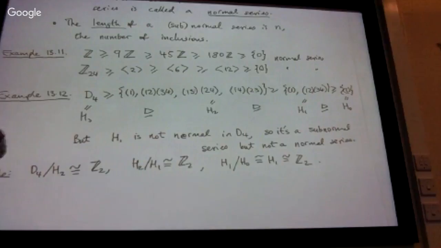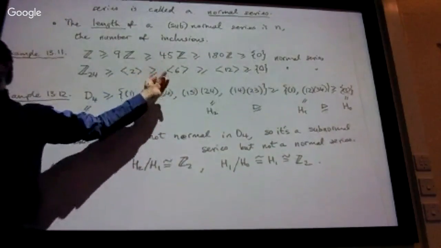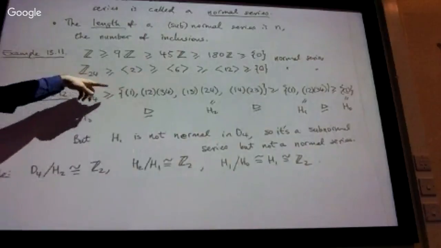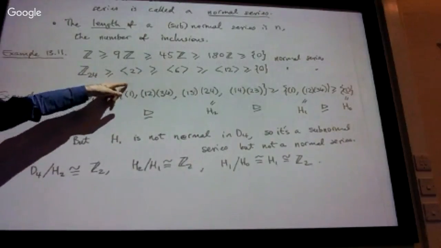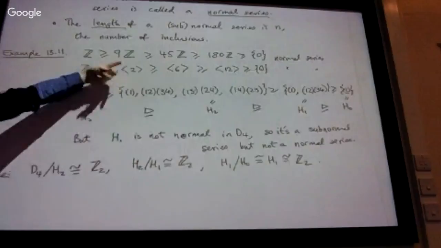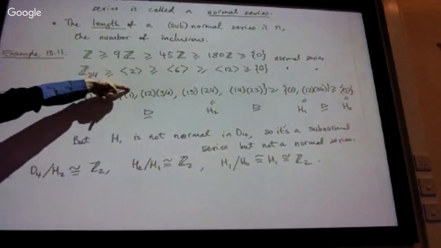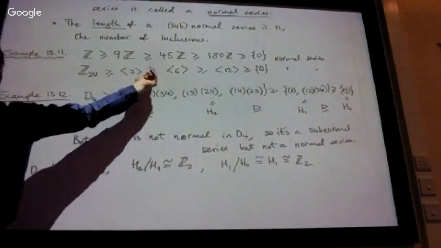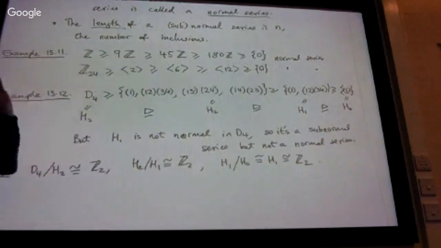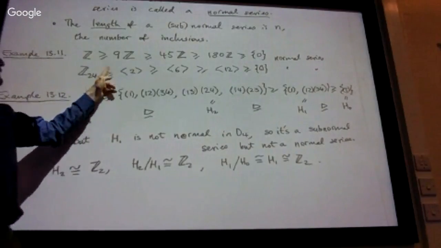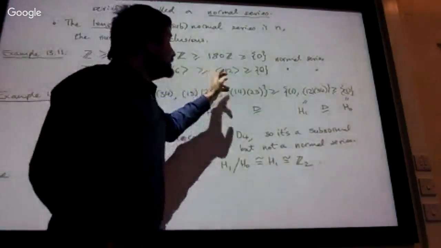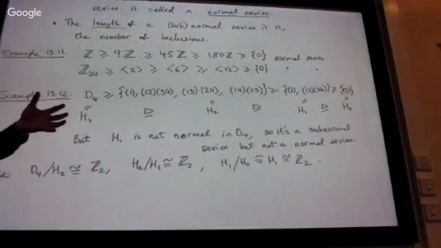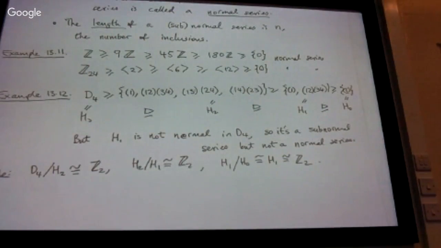And similarly here, you can't add anything in between. You could do the multiples of 3, but the multiples of 3 and this are incomparable. You've got multiples of 2, they're not multiples of 3, and multiples of 3, they're not multiples of 2. So it doesn't fit between them. So into this series, you can't add anything. You can't put another subgroup here or here. So you can't expand it anymore. And things like this are called composition series.